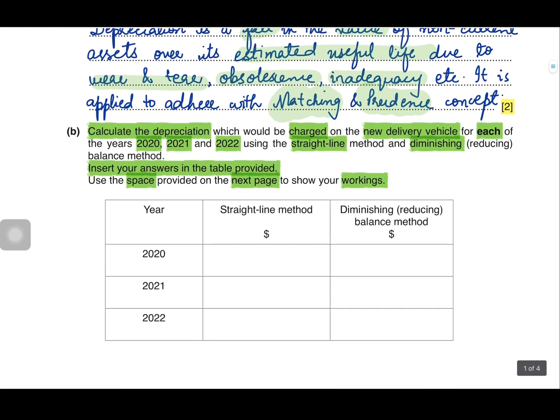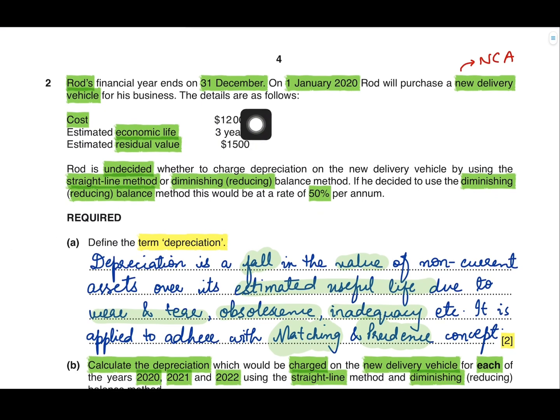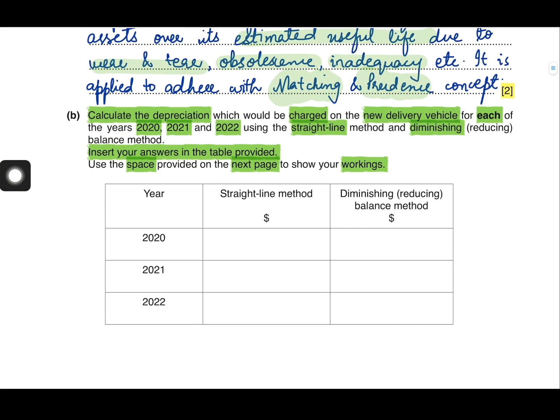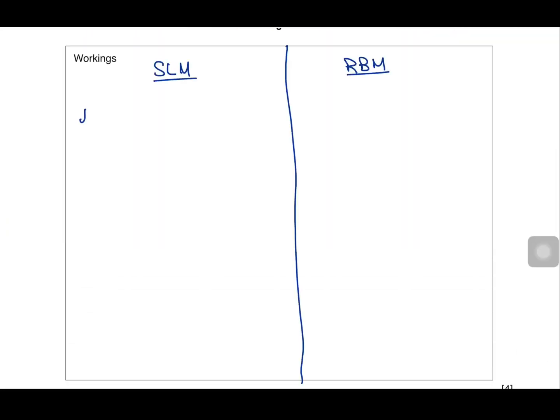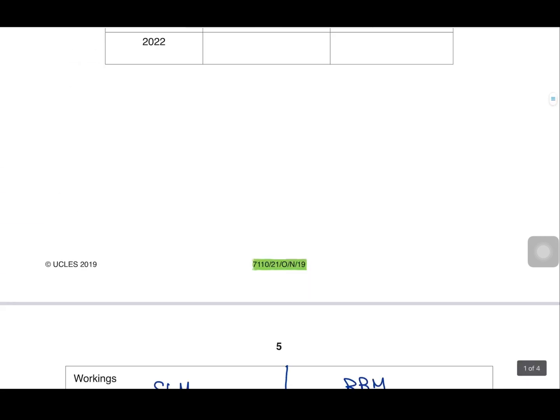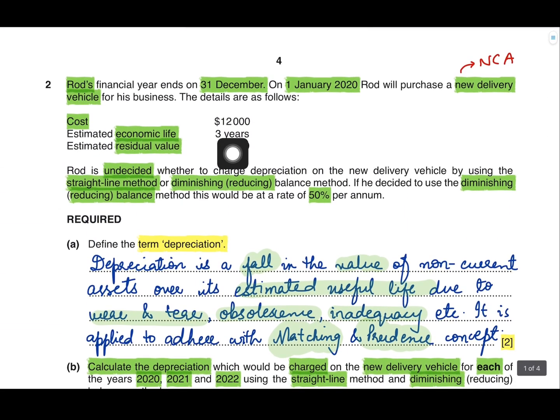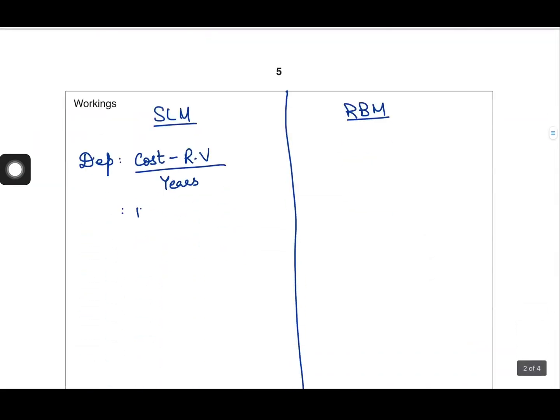Right. So for straight line, we will be using this information: life, cost and the residual value, and for 3 years we have to calculate depreciation using these 2 methods. So let's begin with the straight line method first. What is the formula to calculate depreciation under straight line method? We take the cost, we subtract the residual value from the cost, and we divide it by the number of years or the life. In this question, the cost is $12,000, the life is 3 years, and the residual value is $1,500.